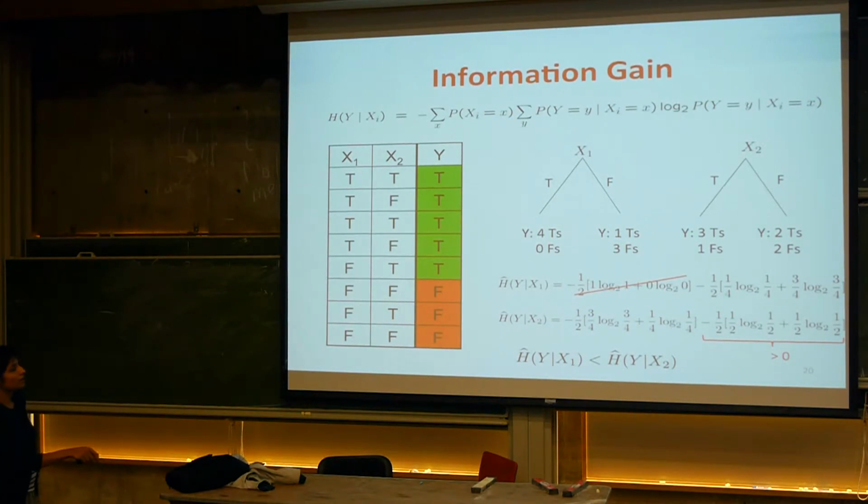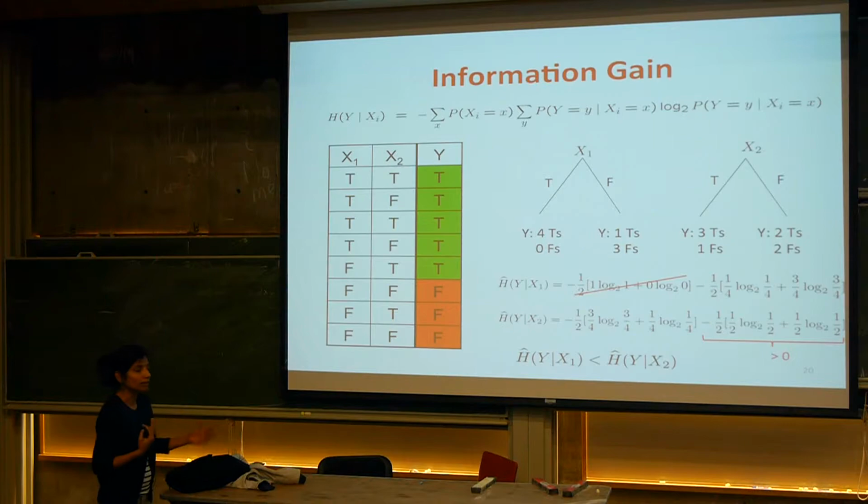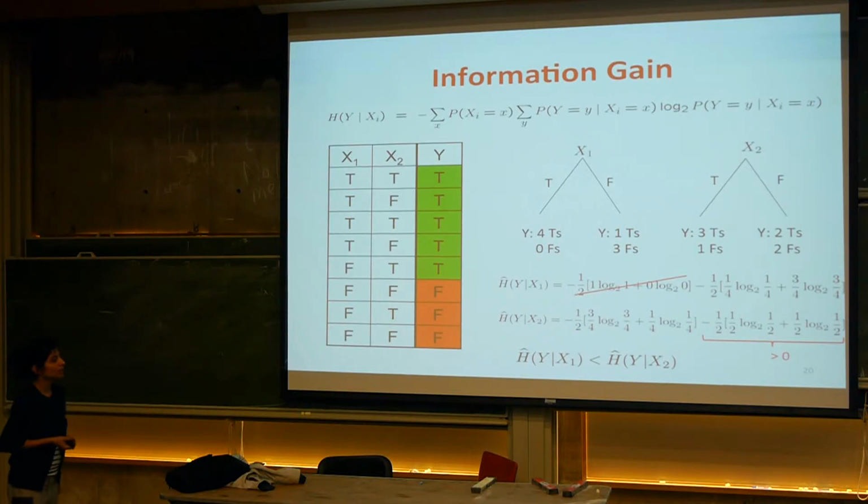So you have that the entropy of y given x2 is larger than the entropy of y given x1. That means that observing x1 reduces your uncertainty about y more than observing x2. So it agrees with intuition. Any questions on this? Everybody okay with what we did here?